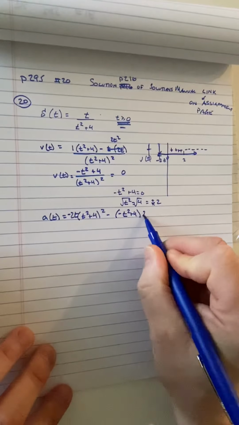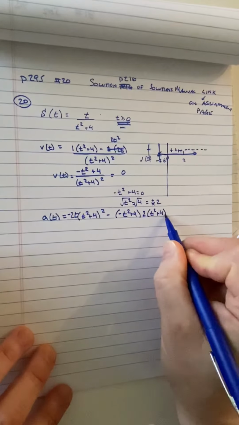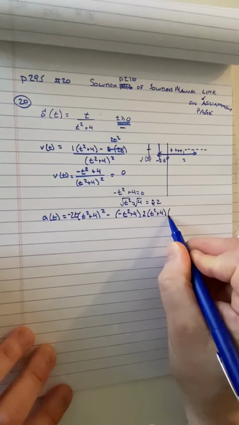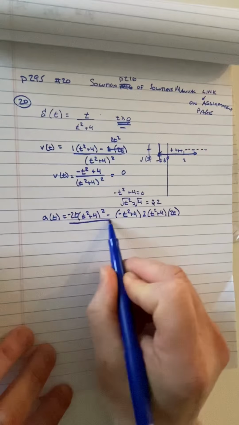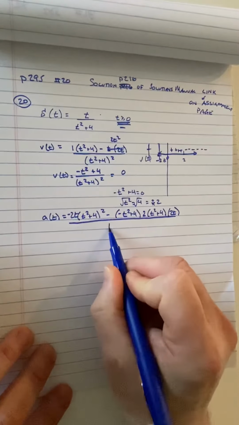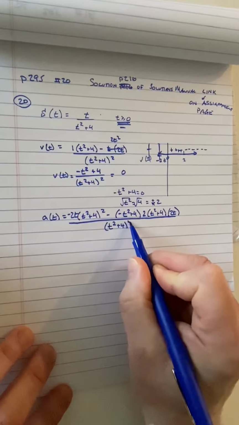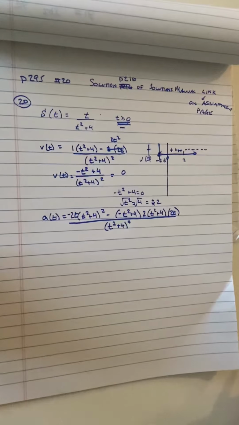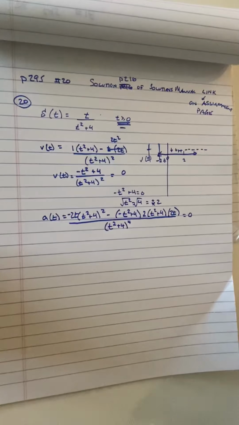It's the derivative of the outer function. Leave the inside stuff alone. And it decreases by 1 times the derivative of the inside stuff. Over the square of the low we go, to the 4th. Set the acceleration equal to 0 to find when the acceleration is 0.